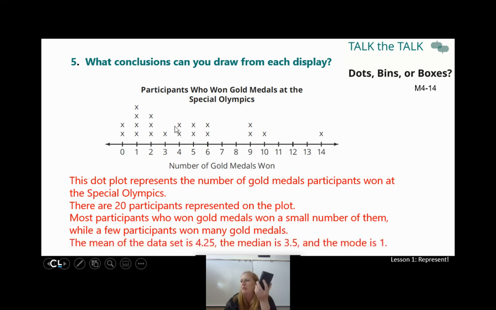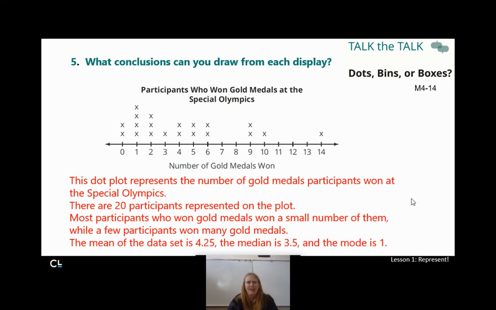If these 10 are the first half and these 10 are the last half, I was like, okay, well, then right between that, 3.5 is the median. That would be my middle of all my data, right? There's the lower half, there's the upper half. And remember that mode is the one that shows up most often. And I was like, oh, most people got 1 gold medal. So my mode is 1.